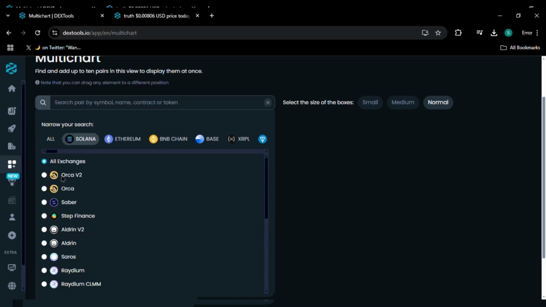Note that you can only add 10 tokens at one time. When you add multiple charts over here, instead of searching for the specific meme coins again and again, you will have the different charts displayed in front of you, and you can also size them according to your own choice, whether you want the charts to be big or small. So you can view them over here in one interface, and you can see how the meme coin is performing right now, whether it is going up or down.